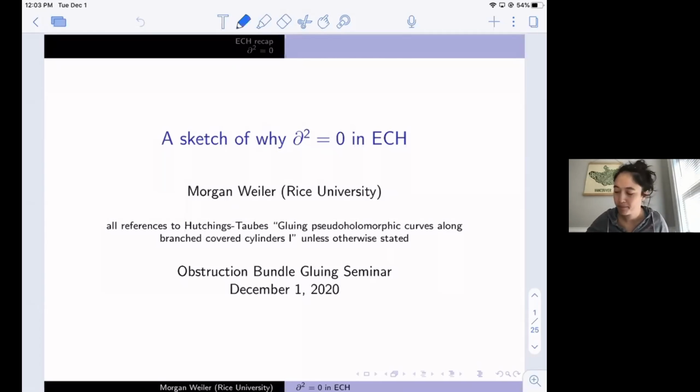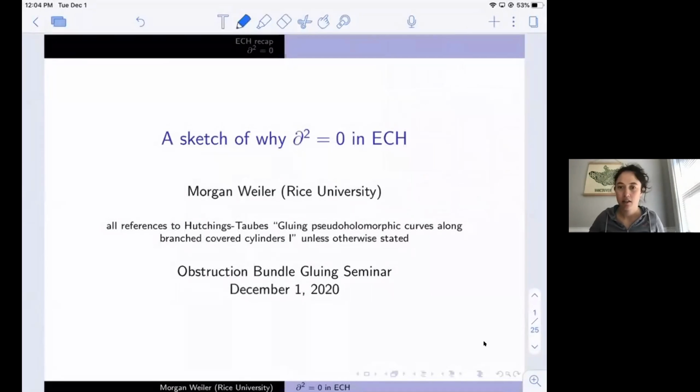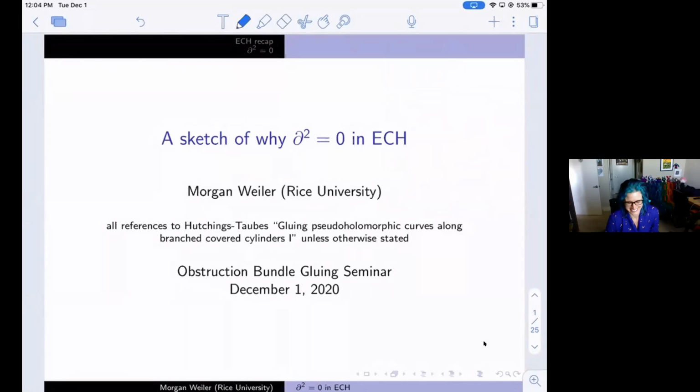Oh, can you not see my drawing? Doesn't seem to be working. That's weird. I'm going to try and screen share again. Okay, good. Yeah. I was very much relying on being able to draw my cartoons of holomorphic curves and not have to make the pictures on the computer.